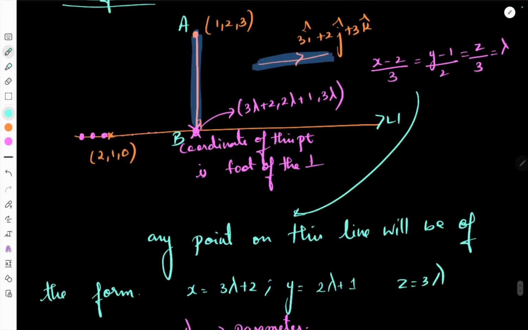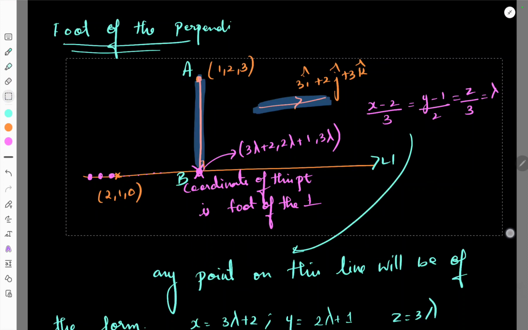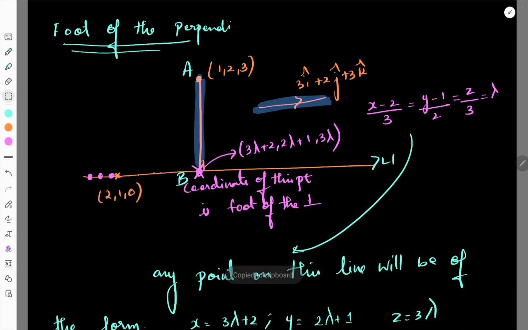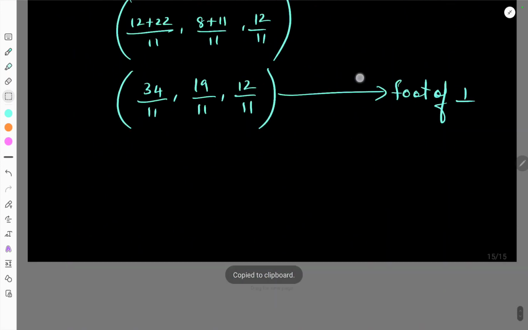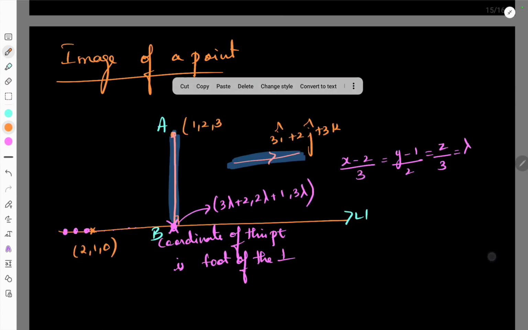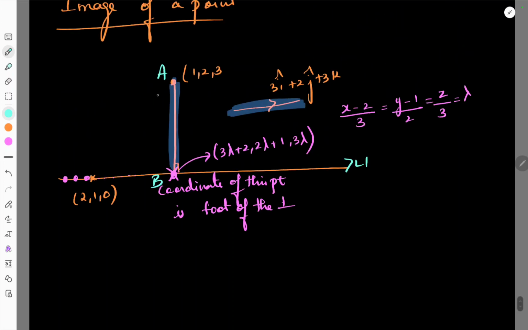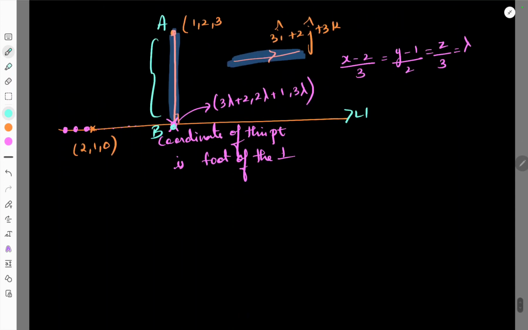They can ask for the image also. They will ask for the image of a point. For the image of a point, whatever we did, we have to do the same. The image is nothing but the point at the same distance on the other side, perpendicularly. This coordinate we call the image of a point.